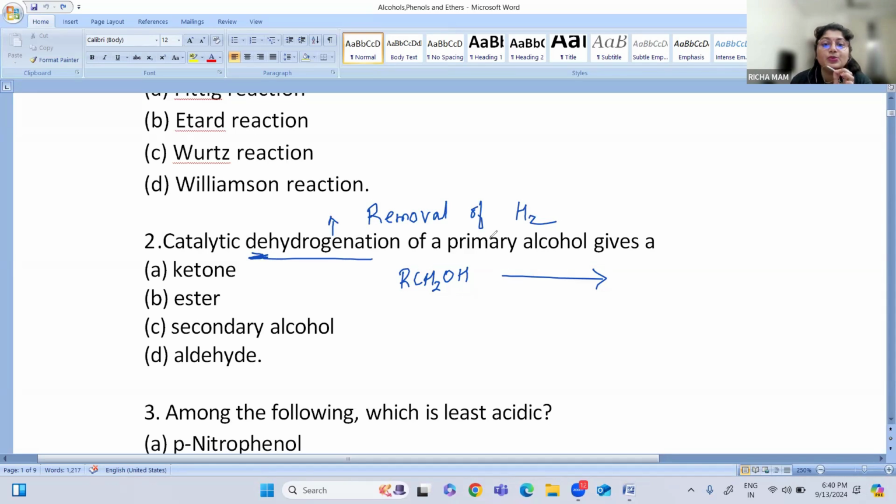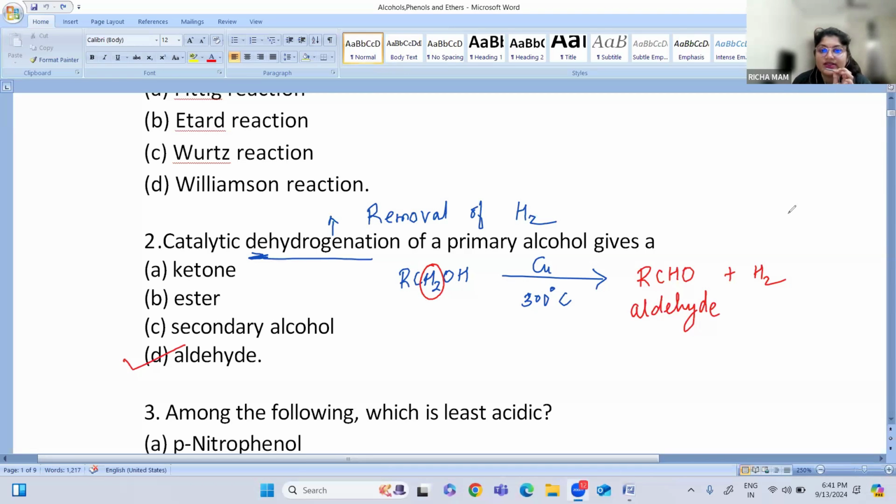So here we are removing the hydrogen from alcohol. So we need a dehydrogenating agent. We will take copper at 300 degrees Celsius. So the alcohol reacts with copper. When we remove these two hydrogens, you are going to get RCHO plus H2. So what is this? This is an aldehyde. So catalytic dehydrogenation of a primary alcohol gives you an aldehyde. So D is the answer. Okay.